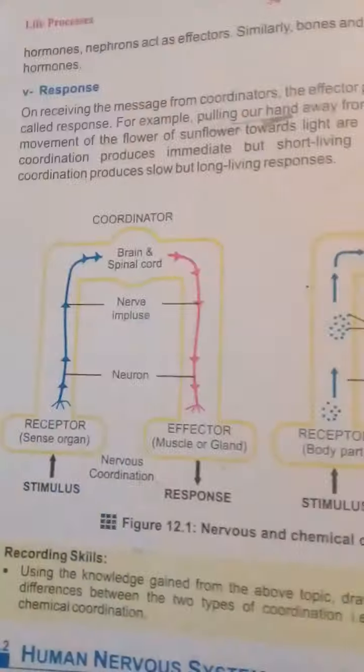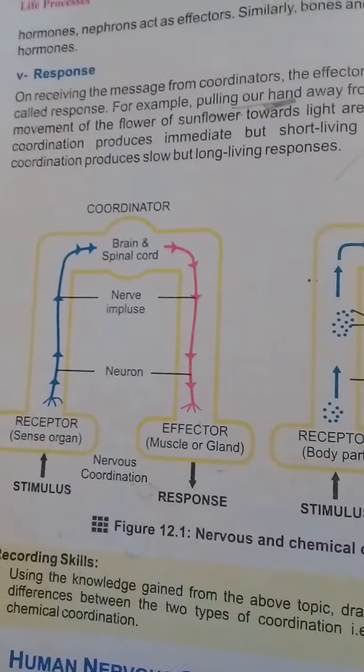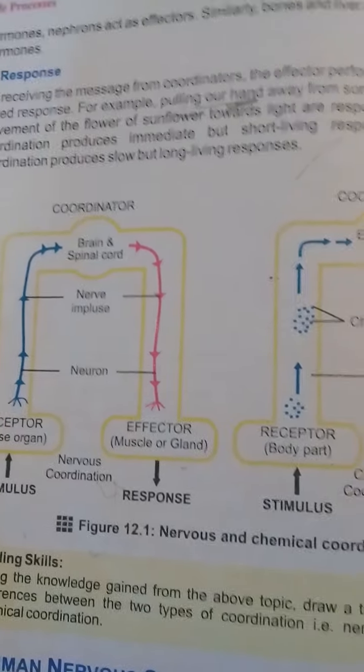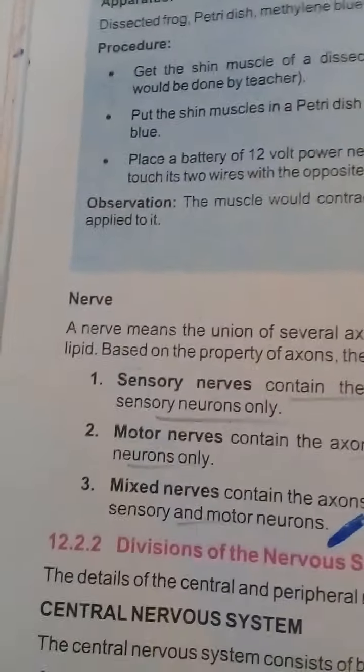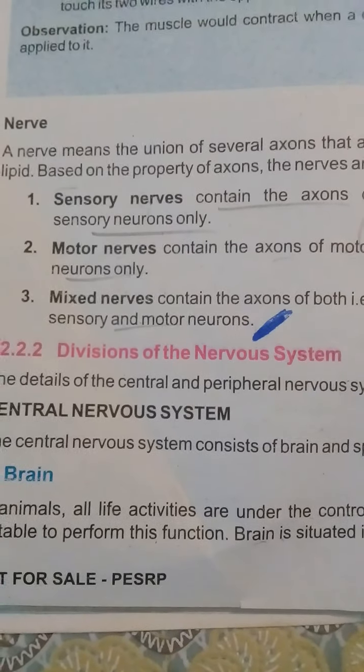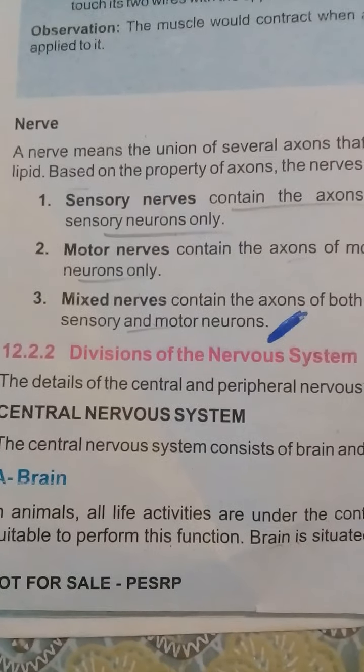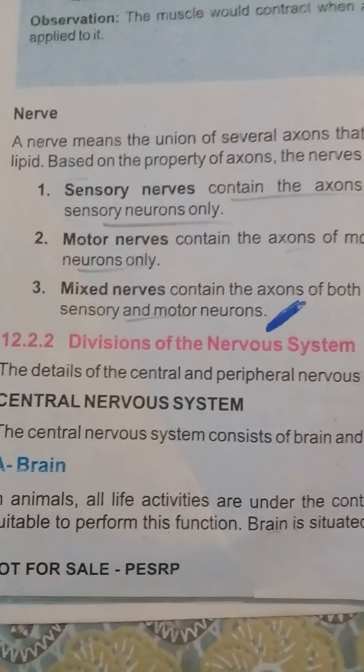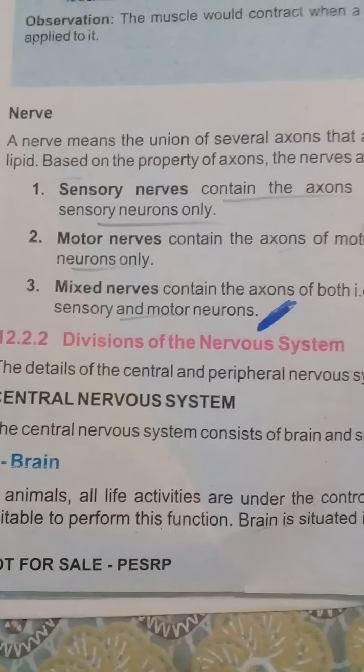We're studying chapter number 12, coordination and control. We have discussed in this chapter the components of the nervous system, the nerve cell or neuron, and its types of nerves. Today's topic is division of the nervous system. In this topic, we have discussed the central nervous system and the brain.